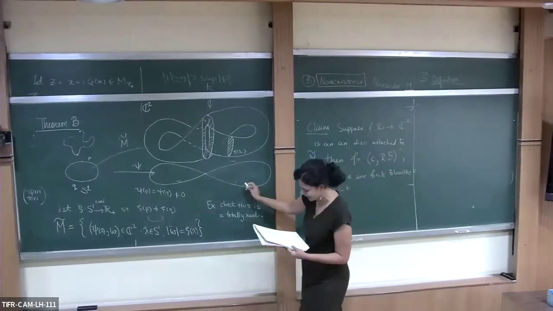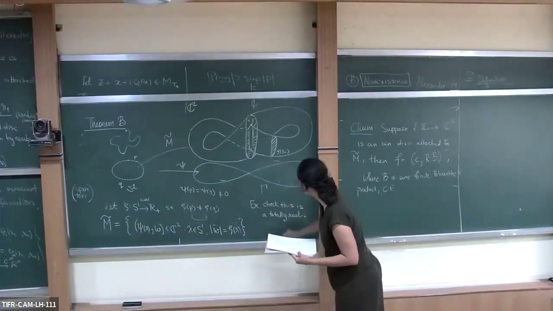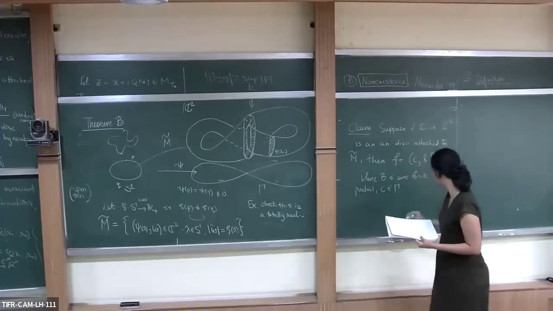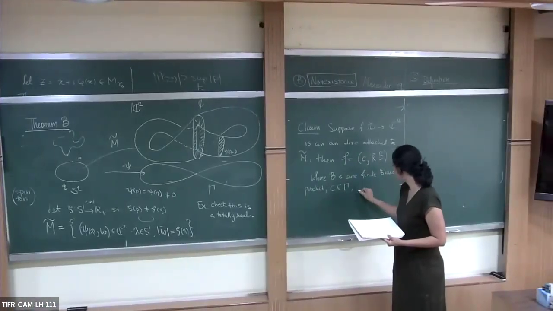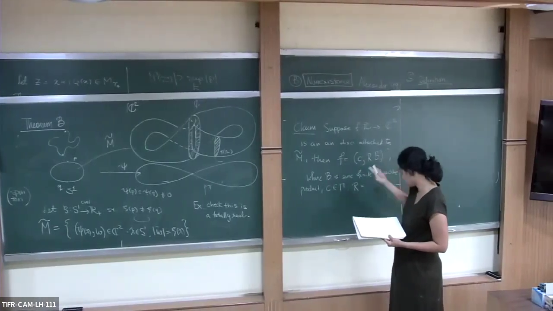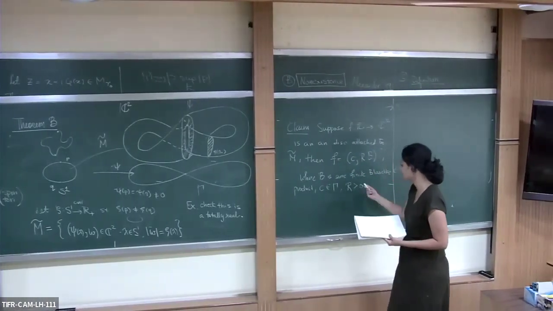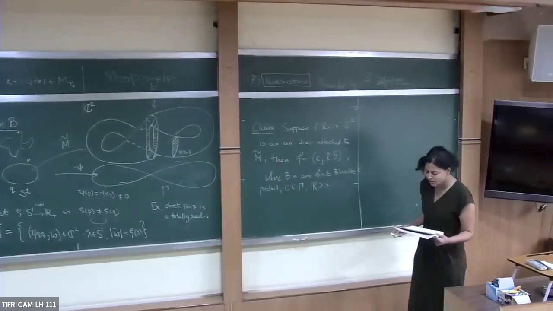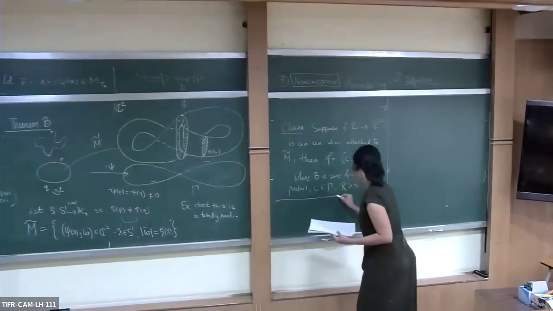your figure 8. What did I call this figure 8? Let's call it gamma. So C is in this figure 8, and R is sort of the radius, so R is some positive number, which will become clear from the proof. Okay, so let's go ahead and prove this.